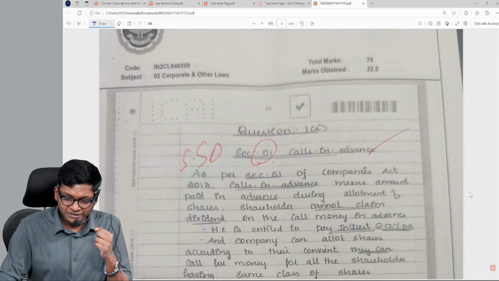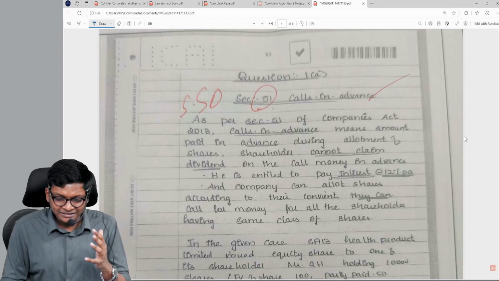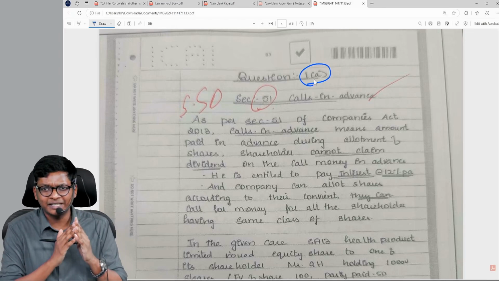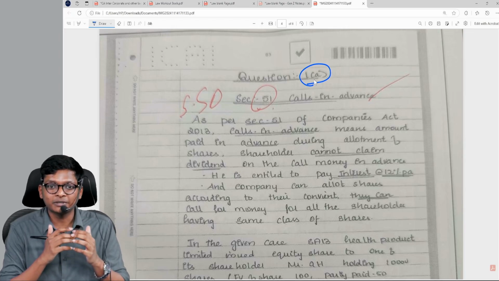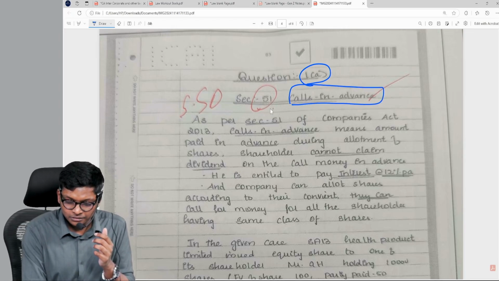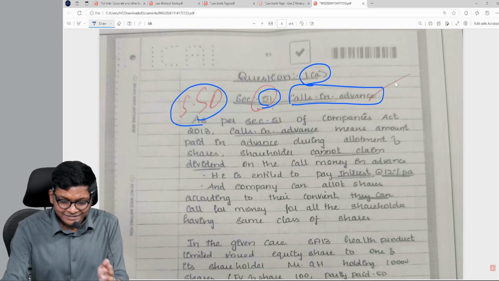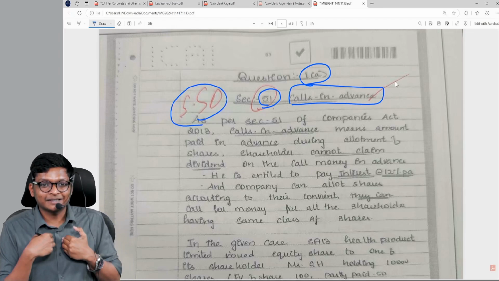Next, if you see here, this is the first answer in the exam. Question 1A, compulsory first one. First answer they wrote in the exam. The student knows the section numbers well. Section 51 was written, but it's actually a different section. This correction is done by me. This red pen correction I have done, guys.